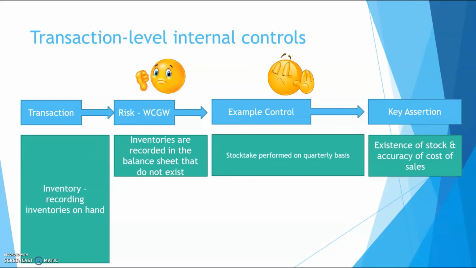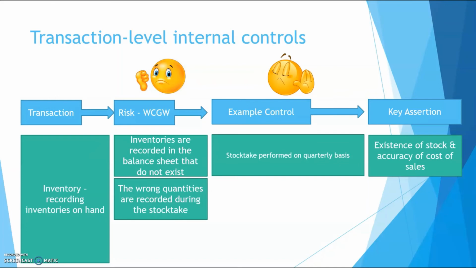What assertions is that going to count? The existence of stock and the accuracy of cost of sales. There's a risk that you've sold goods, taking credit for the revenue, but not shown the stock leaving. There's also the risk that someone's stolen stock. So performing stock take on a quarterly basis helps to ensure what actual stock you have on hand at this date, and is a very common practice.